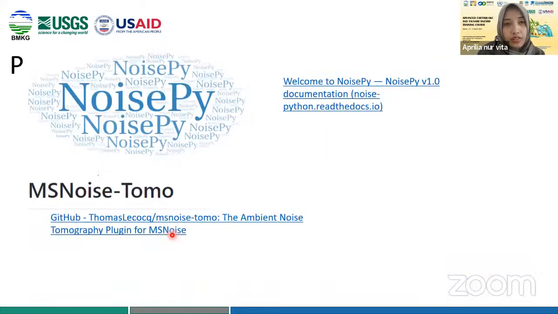If you're interested in ambient noise processing, you can try it. There are a lot of processing tools you can find on the internet, but the two most famous of these processing tools are NoisePy and MSNoise Tomo by Thomas Lecocq.